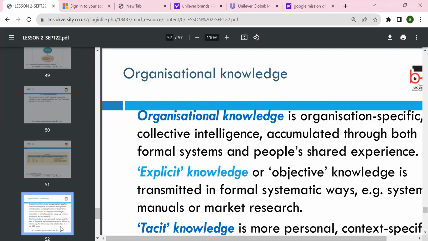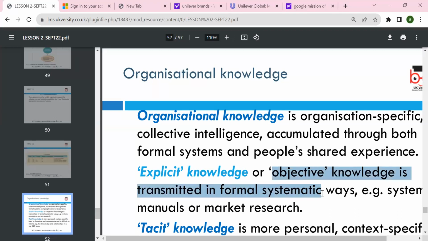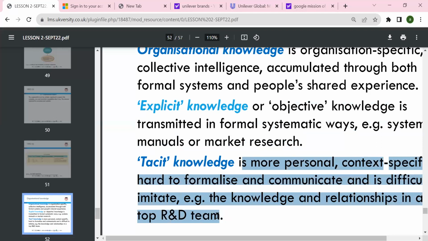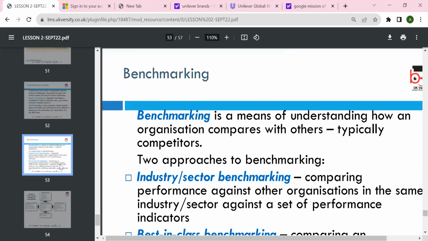Okay, so in an organization, we need knowledge. So collectively intelligent: explicit knowledge and implicit or tacit knowledge. You have intelligence accumulated through both the formal system and experience, as a company and as an individual. Explicit objective knowledge is transmitted through the formal system. So if you carry on doing marketing research, you carry on getting information, and with your personal experience and the research, you carry on implementing those and getting the benefit as an organization. Okay, that's what you know.